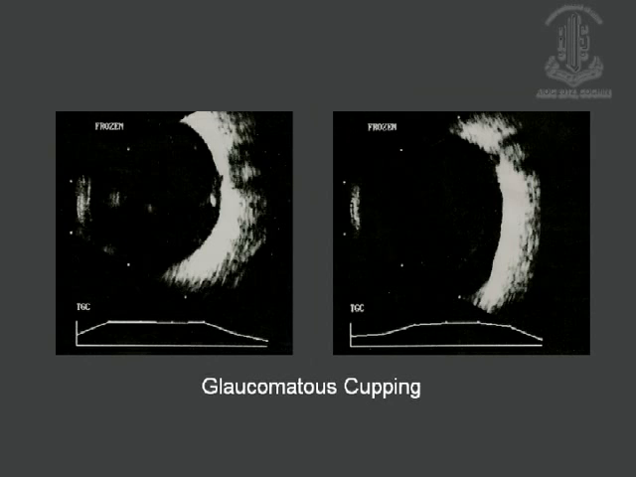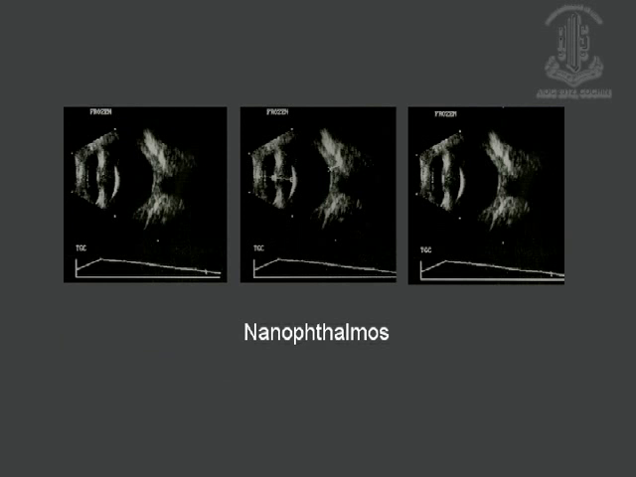Glaucomatous cupping can be picked up, so when you're doing it in a total cataract patient, always look at the optic nerve head. Is there an excavation at the optic nerve head? If you have that, you know prognostically you have to be careful here. And nanophthalmic eyes have certain features, and this can be picked up quite well. You need to do a couple of measurements here, and that's how you pick up nanophthalmos. I think that's it.